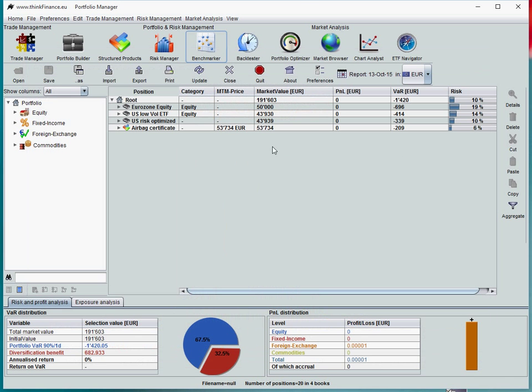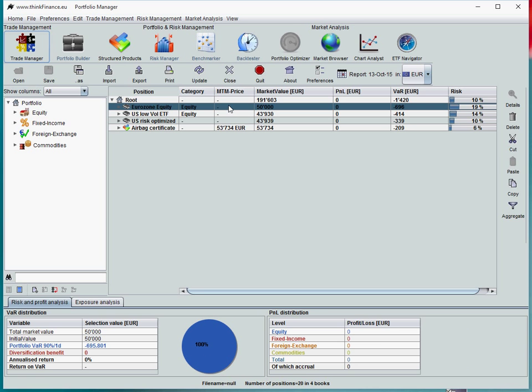The next thing to look at is the diversification benefit of these solutions to my existing portfolio. So let's look at what is the diversification benefit between the Eurozone equity portfolio that I currently have and the low vol ETF. Well, all I have to do is to select these two, and I see the diversification benefit down here is 10.5%. Let's do the same thing with the US risk optimized portfolio.